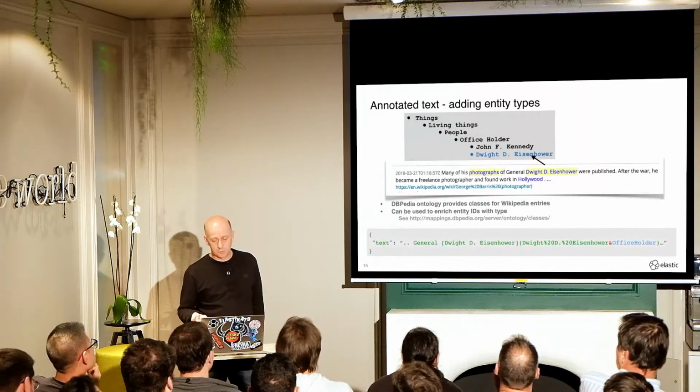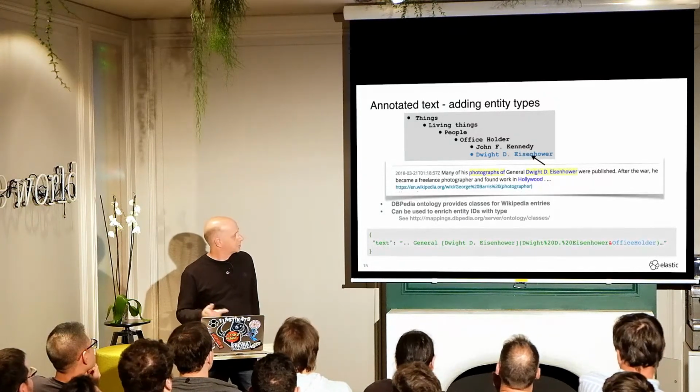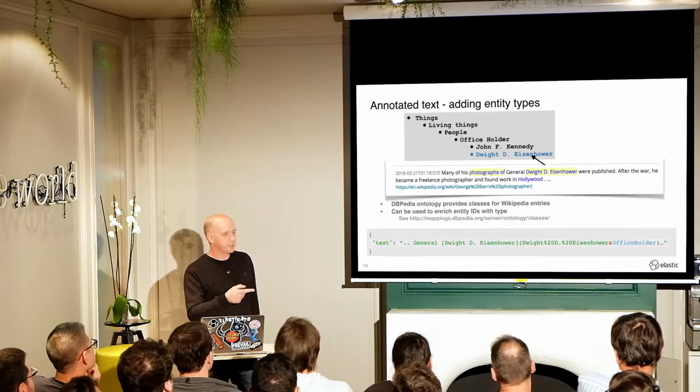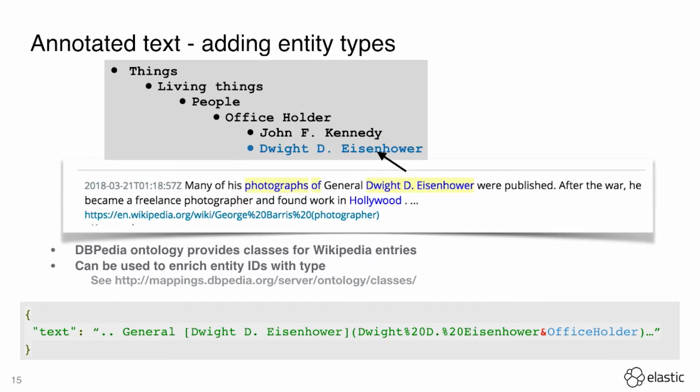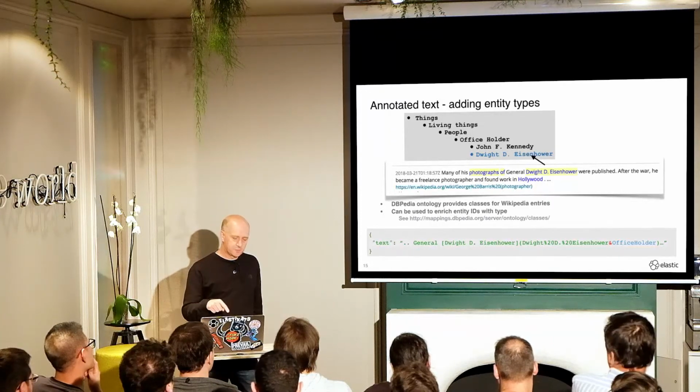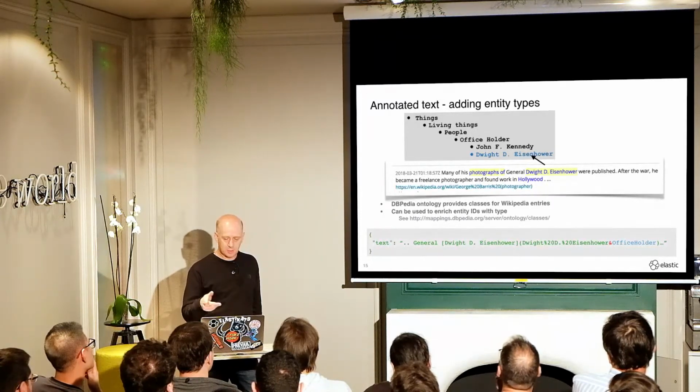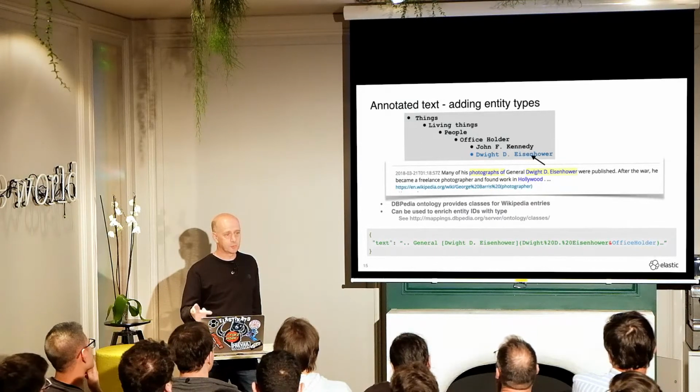That means we can start to do some more interesting things as well. Notice here that the spaces in the annotations are sort of URL encoded. So it's %20, which is HTTP encoding for the space character. So it's just a way of escaping the text that you put into the index. So we know this piece of text is saying General Eisenhower, and we know that it's also talking about somebody who is an office holder.